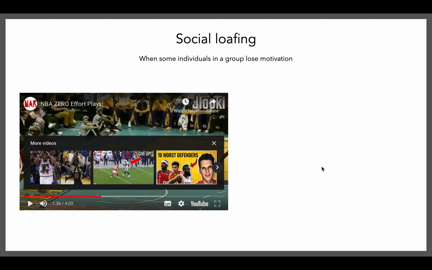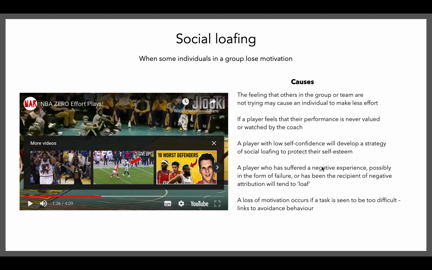But we need to know what causes social loafing. What causes people to drop off in that motivation? So the feeling that others in a group are not trying, so they're giving less effort. That was clear in the video. If a player feels that their performance is never valued or watched by the coach, and that can be the same from the crowd, if someone feels like, well, he's always showing favoritism to me, he doesn't actually recognize what I do, my motivation is going to drop.